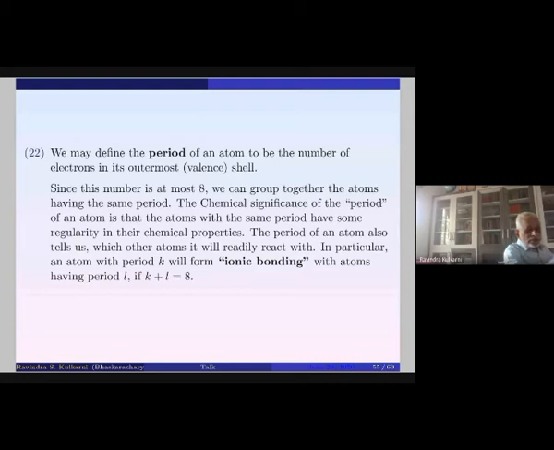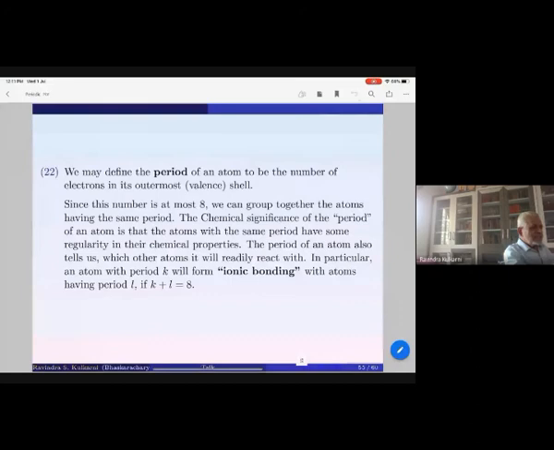There are actually two types of bonding. One is the ionic bonding, and the other is the general bonding. The general bonding was developed by Linus Pauling. That was his really groundbreaking work. But the ionic bonding can be explained more simply: an atom with period K, that is K valence electrons, bonds with atoms with L valence electrons if K plus L is 8. So this is a very simple rule. This determines the ionic bonding.